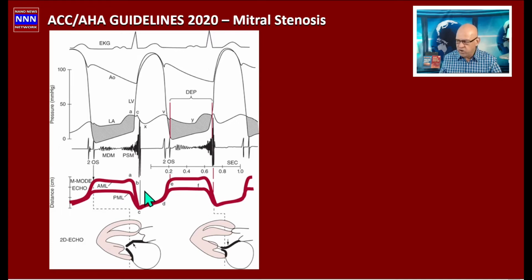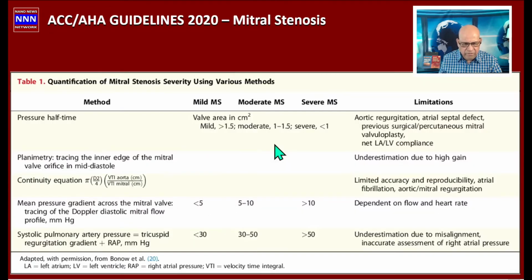on M-mode echocardiography. But today, I think the focus is going to be on using echocardiography to determine the degree of mitral stenosis. While we are talking about the degree of mitral stenosis, we can say it can be divided into mild, moderate, or severe mitral stenosis. All these points I'm talking about lead us to decide how we strategize these patients into various groups and then decide what treatment they need.